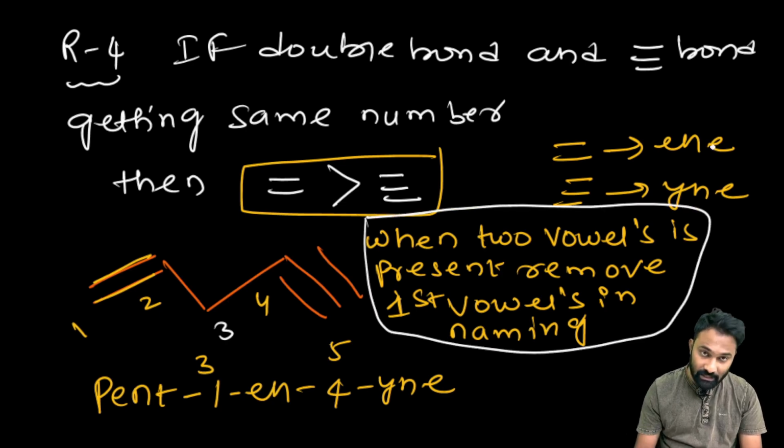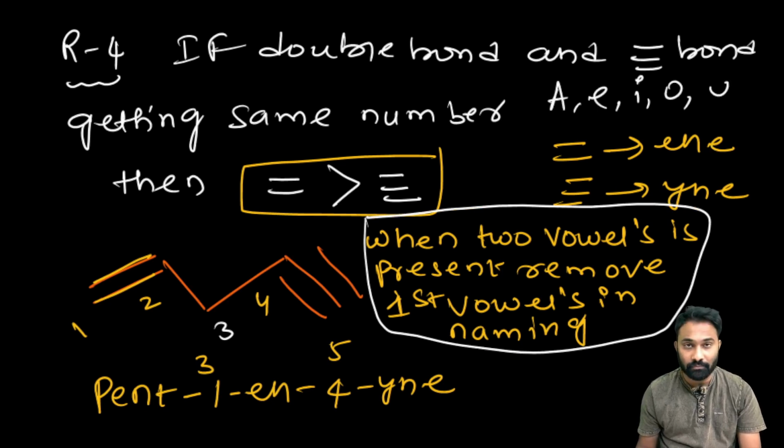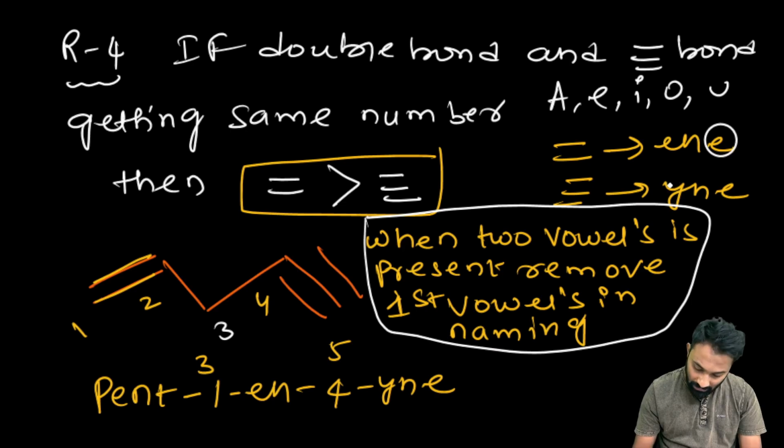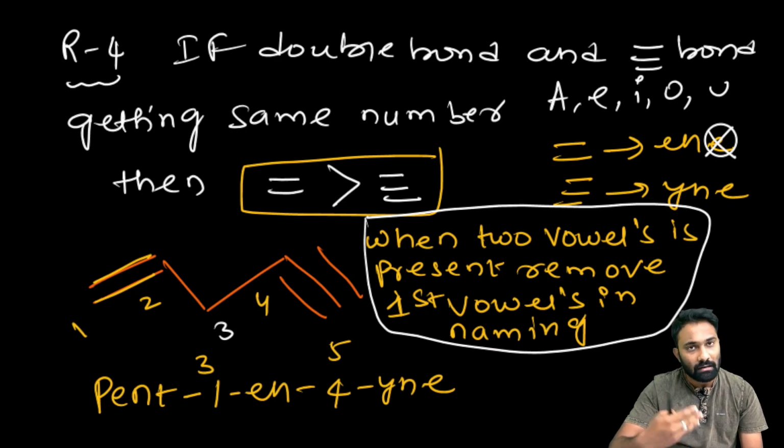See, in the ene and yne, A, E, I, O, U, right? Clear? Now A, E, Y, I, O, U, and the Y is also considered. Clear? The E is the vowel and here the Y is also considered. Then that's the reason the first vowel is removed. This E is removed while naming, if two or more double bonds or any suffix is present. Now while doing a number of questions, you will get acquainted with this one. Okay. Now we'll see the next one.